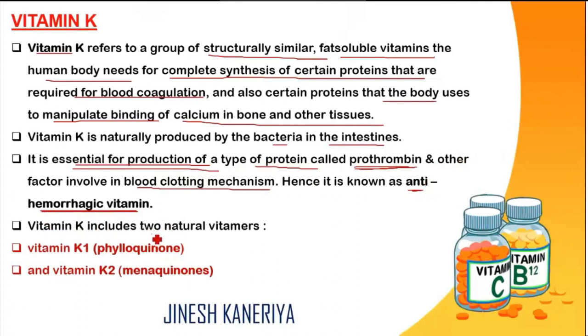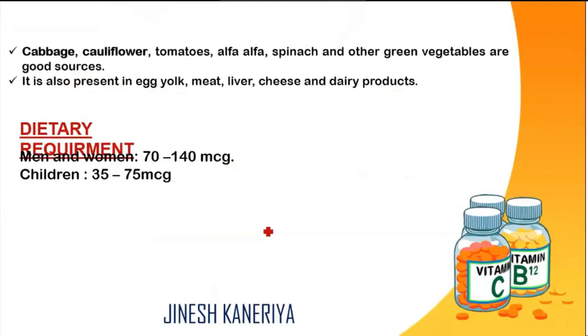Vitamin K includes two natural vitamins. First is vitamin K1, and the second one is vitamin K2. Vitamin K1 is phylloquinone in its chemical form, and vitamin K2 is menaquinone. So these two types of vitamin, vitamin K1 and vitamin K2, phylloquinone or menaquinone, are related to particular conditions.